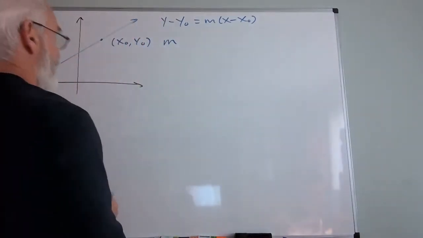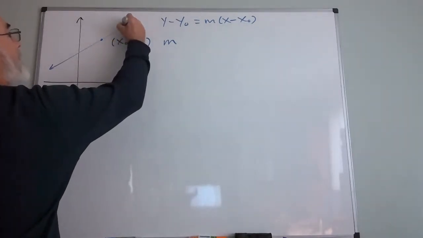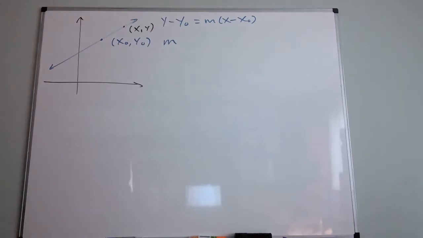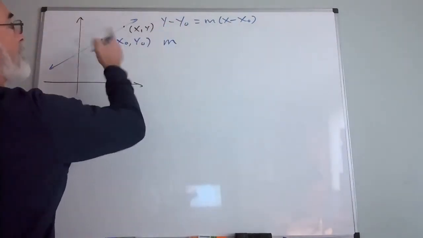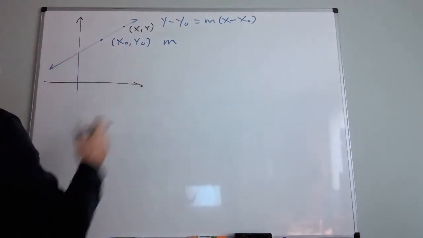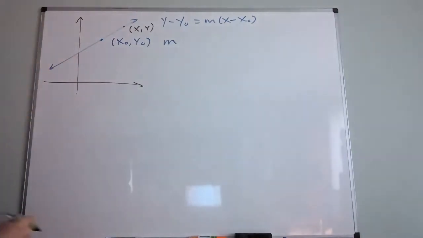So the first thing we notice is if I take any other point on the line and call the point x comma y. X comma y represents any other point on the line. And we know this is true because if I said, find the slope between the 2 points, you take the difference in the y coordinates over the difference in the x coordinates, and that equals the slope. In fact, that's where the point slope formula comes from.